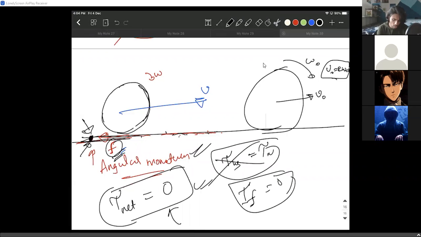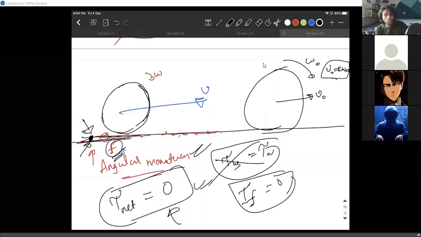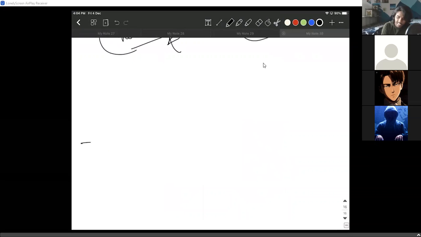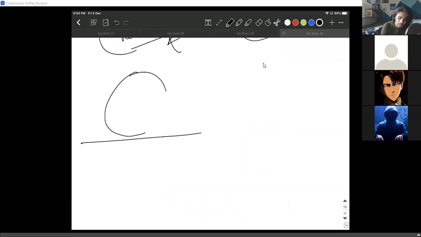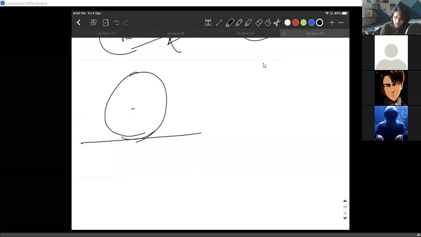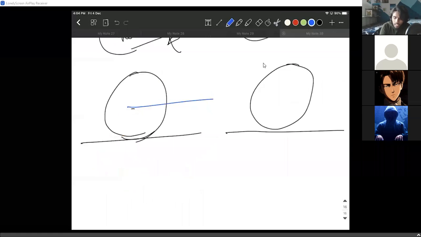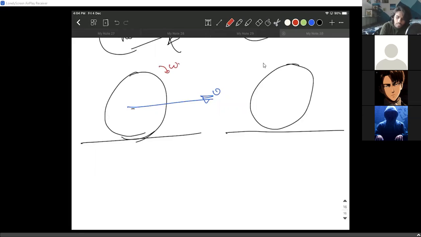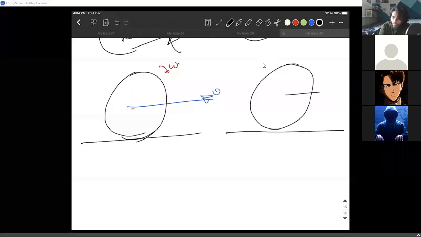So there is no external torque, and as long as there is no external torque, you don't have to worry about it anymore. All you need to write is the initial angular momentum and the final angular momentum. Let us look at the initial and final cases. Initially, a high v and a very small omega. Finally, some v naught and omega naught.